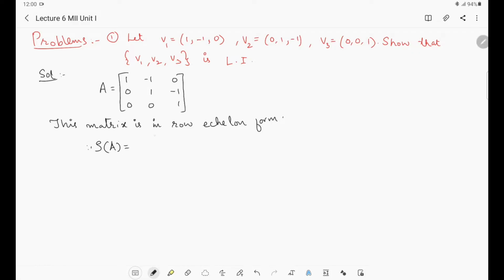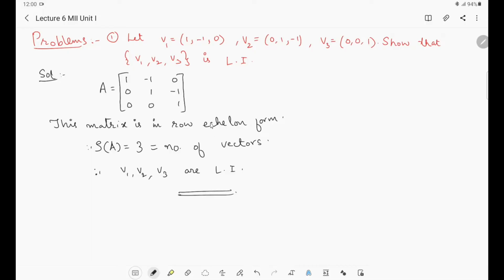So the number of non-zero rows is 3, so the rank will be 3, which is equal to the number of vectors. How many vectors are given? 3 vectors are given. Just now we discussed that if the rank is equal to the number of vectors, then the vectors are said to be linearly independent. Therefore V1, V2 and V3 are linearly independent. This is how we solve the problems.